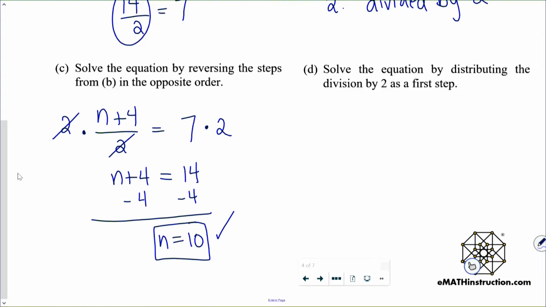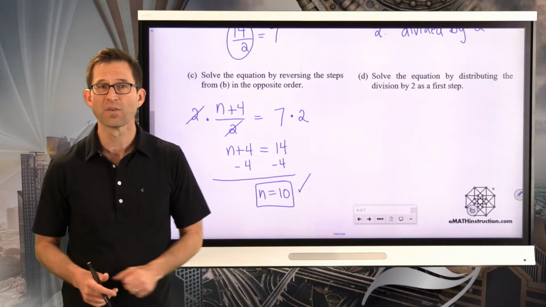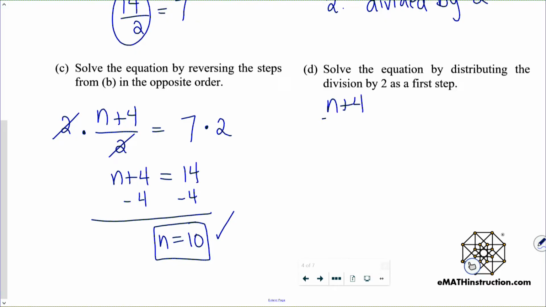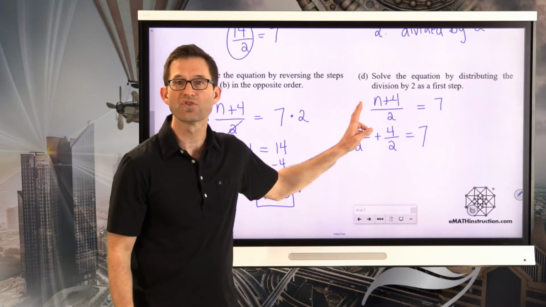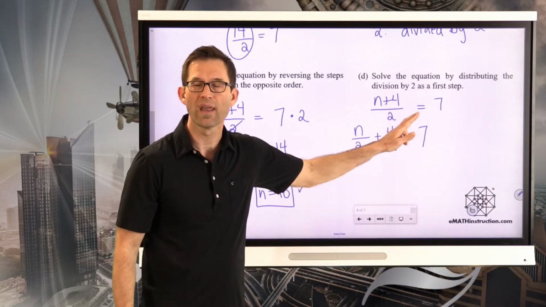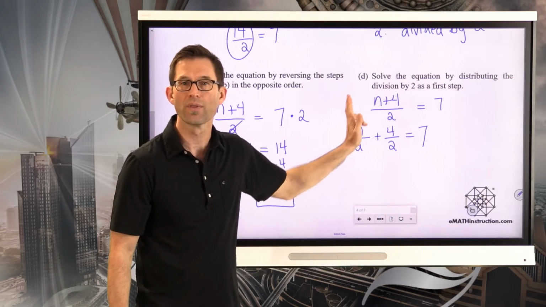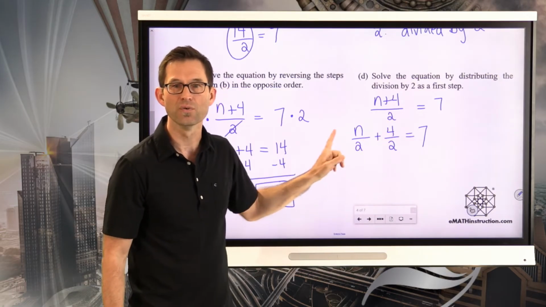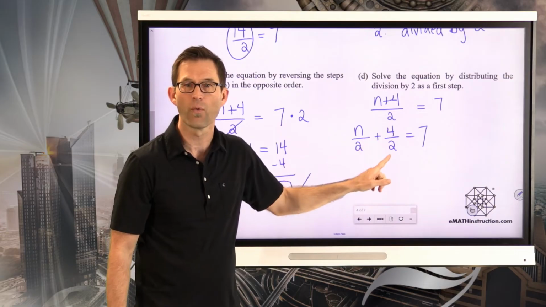Letter D says, solve the equation by distributing the division by 2 as a first step. All right, so let's take a look at this. In other words, I've got n plus 4 divided by 2 is equal to 7. I can literally distribute division the way I distribute multiplication. Like if there was a 2 sitting outside of an n plus 4, I'd multiply the n by 2, then I'd multiply the 4 by 2. But now I have an n plus 4 all being divided by 2, so I divide the n by 2 and I divide the 4 by 2.